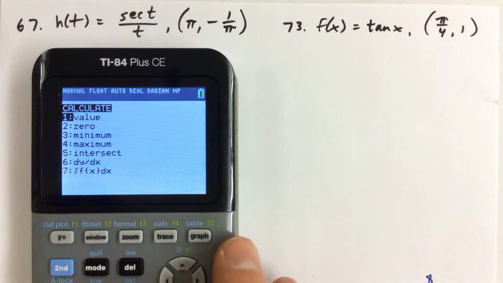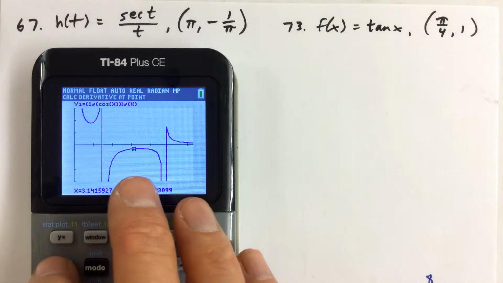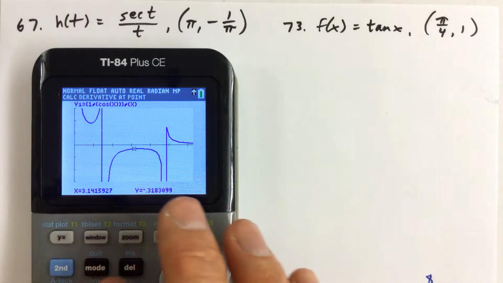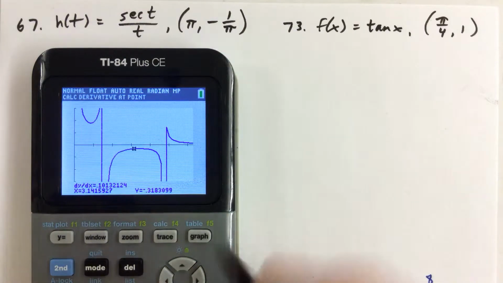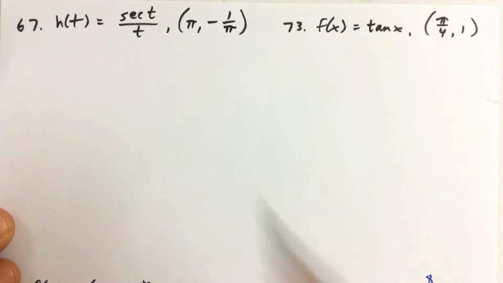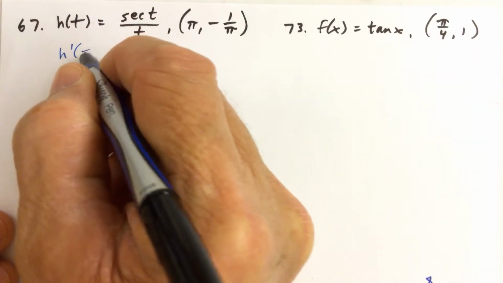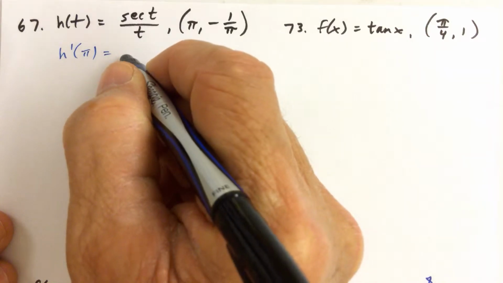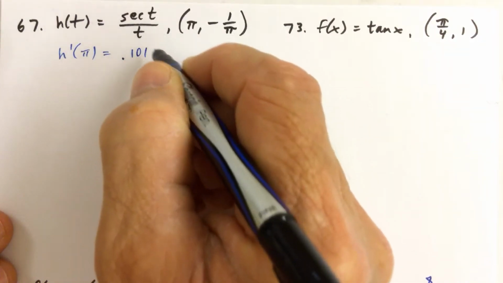Second, calculate derivative, which is number 6, dy/dx, at the value when x is equal to pi. So when x is equal to pi, we get dy/dx is 0.101. So we're going to write that down. So h prime at pi equals 0.101. So that's on the calculator.